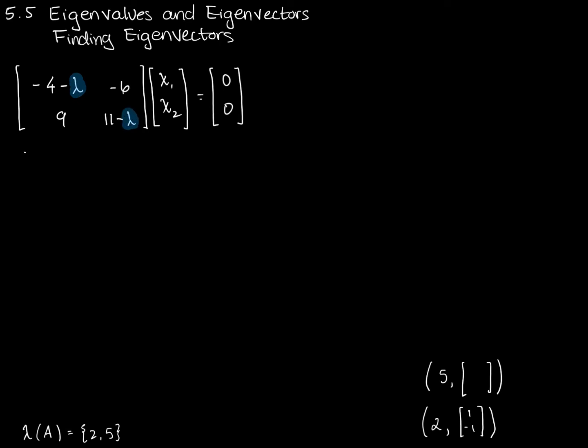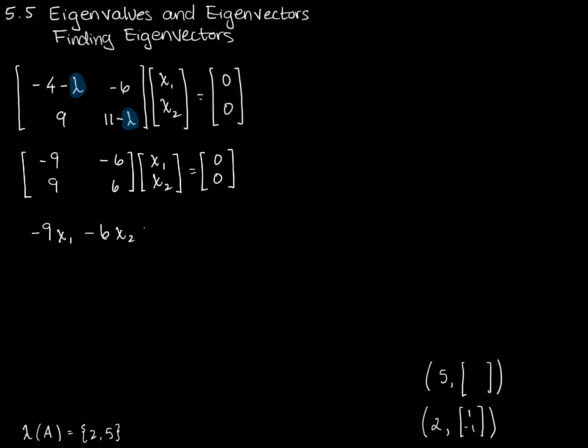So I get -4 minus 5, which is -9, negative 6, 9, and 11 minus 5, which is 6, times the vector x equals the 0 vector. When I do this matrix multiplication, I get negative 9 times x1 minus 6 x2 equals 0, and 9 x1 plus 6 x2 equals 0.